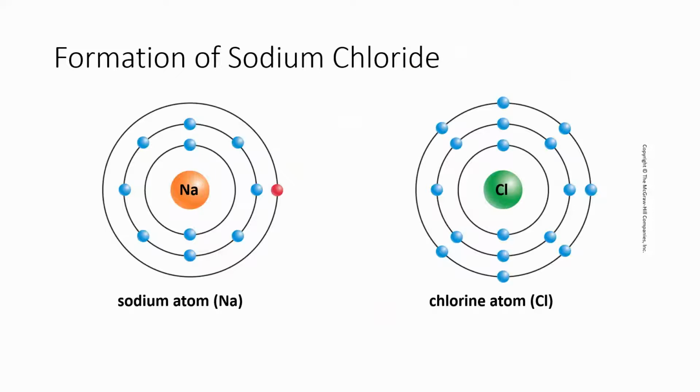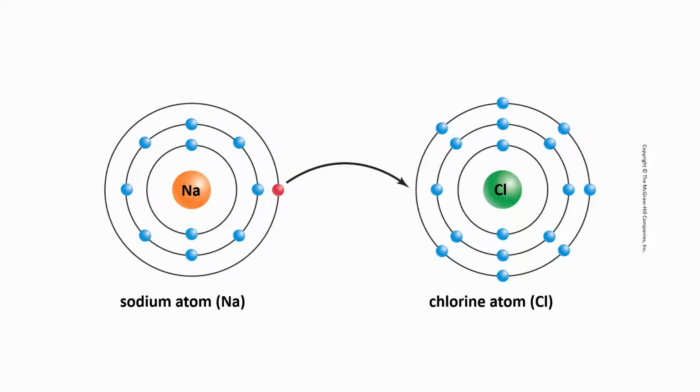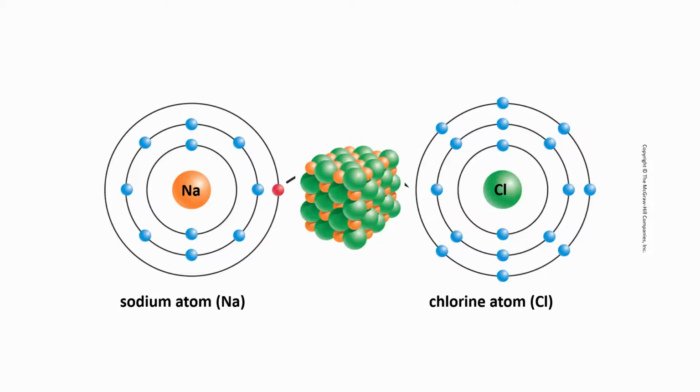So let's look at ionic bonding in progress. So we have a sodium atom and a chlorine atom. Chlorine is missing an electron in the outer shell to be stable. Sodium has only 1 electron in its outer shell, and so to be stable, the easiest thing for it to do is give up that electron. So what it does is it donates that electron to the chlorine, and then they become charged. So this turns into a positive sodium ion and a negative chlorine ion, and they can bond together ionically.